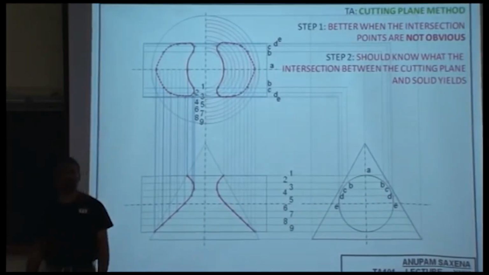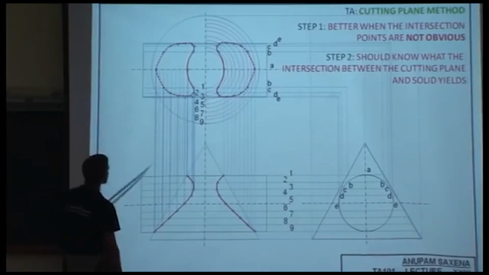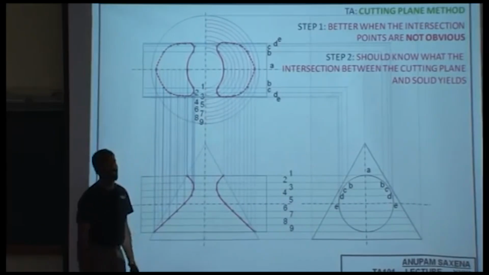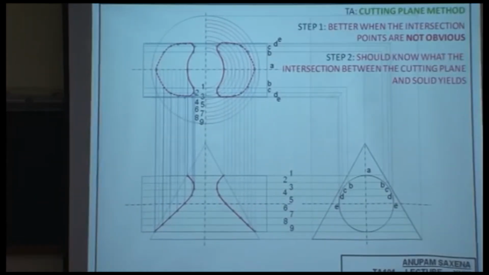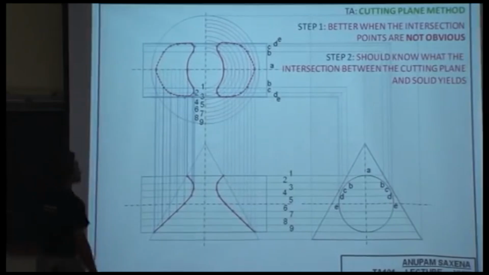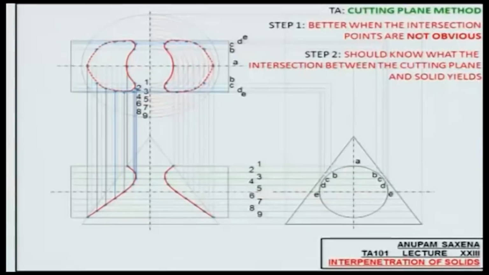So eventually determining intersection would boil down to determining the intersection between the circles and the rectangles in the top view. Okay. So this step is critical. You should know what the intersection between the cutting plane and solid yields. Okay.